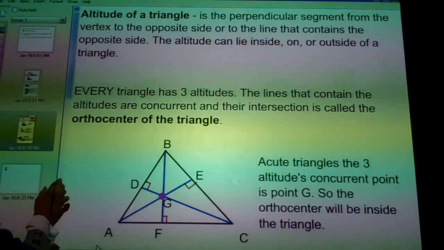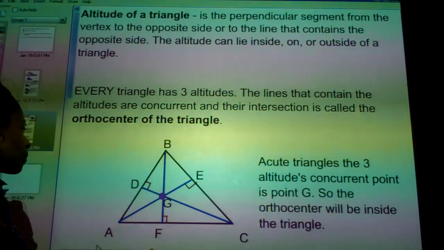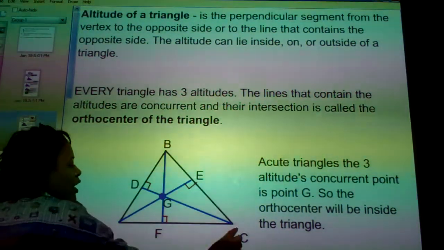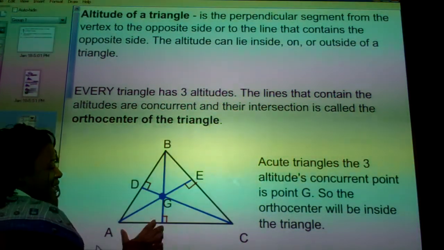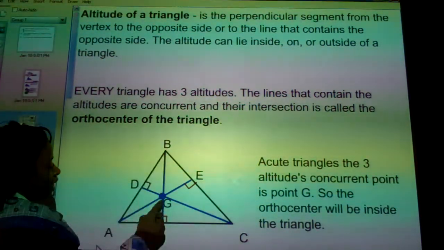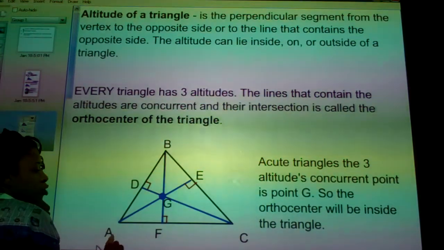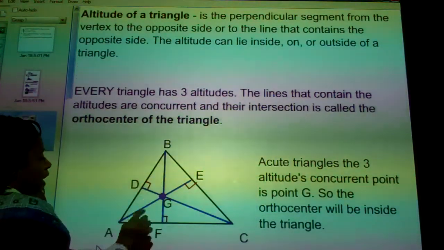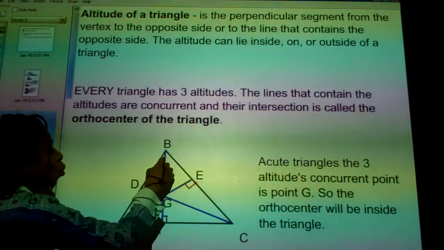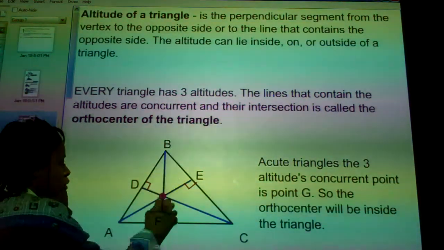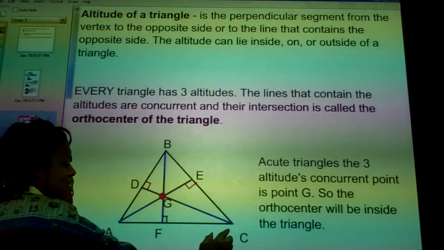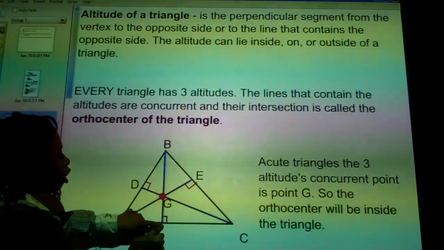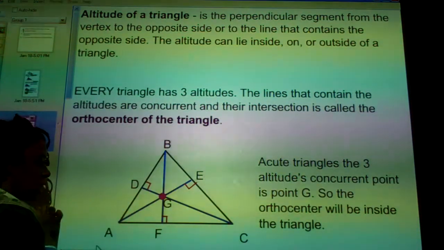First of all, altitude. When I draw an altitude, that means two things happen. The altitude of line segment AC is going to be BF. Again, the altitude of line segment AC is BF. Altitude means I want a perpendicular line drawn. That means BF is perpendicular to AC. There's my right angle. I need a perpendicular line, and it must be drawn from the vertex of the opposite angle.